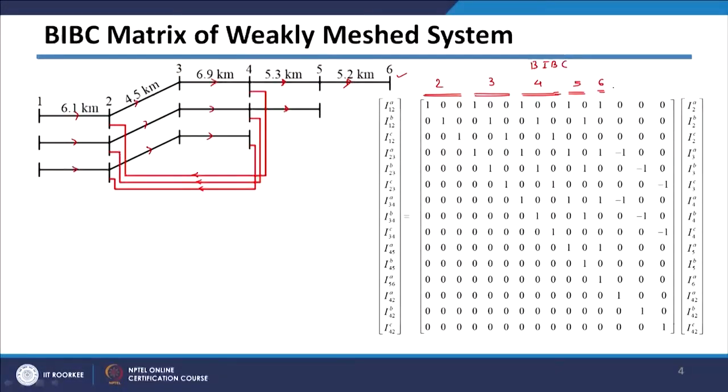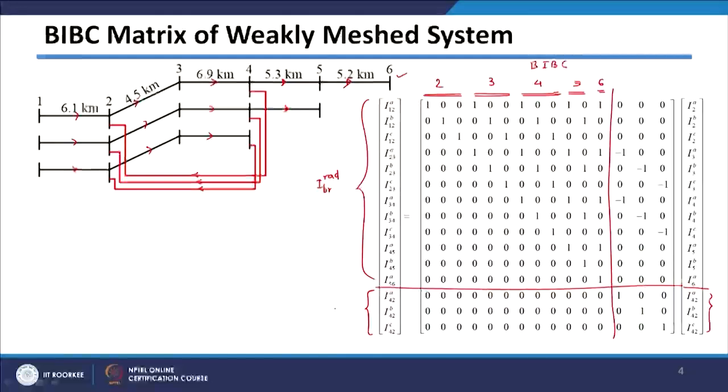If you divide this matrix into these parts, then so far, when the system was radial, up to this point these are actually radial branch currents. From here to here they are radial branch currents. This part is actually the loop currents. These are also currents which are flowing through loop branches. So, these are the radial branches. I can call this I_BR radial, and this is nothing but I branches in loop.